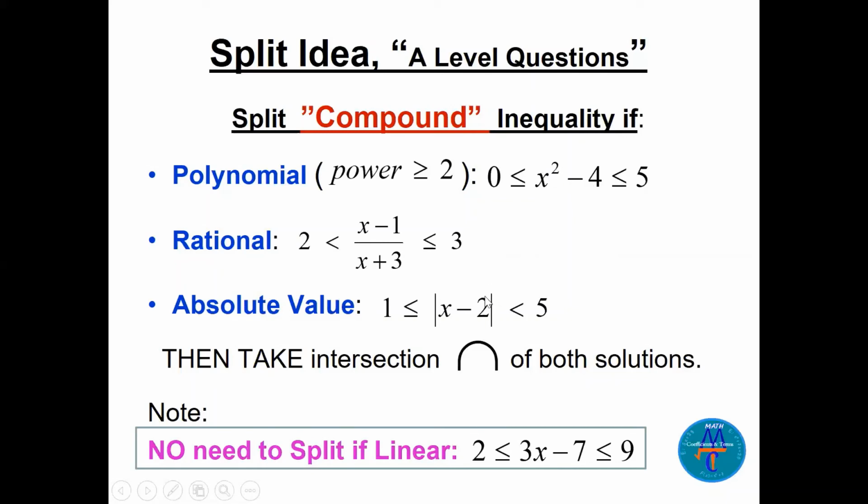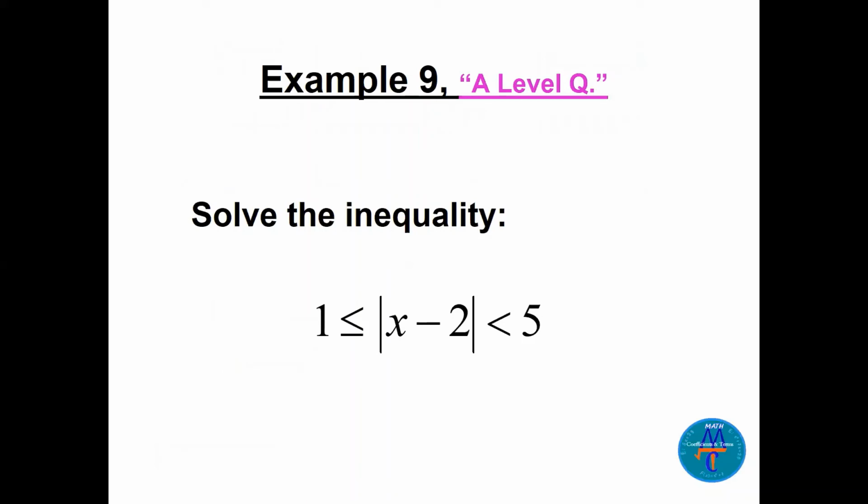We'll do an example now. And we did this one. The first one, we did it in lecture 25. You can go and see it there. Rational, you can split this and this. It will take time. Absolute value, we will do this now. Split this and this. And then find the intersection of the two solutions. Remember, split idea. Now, this is A-level question.